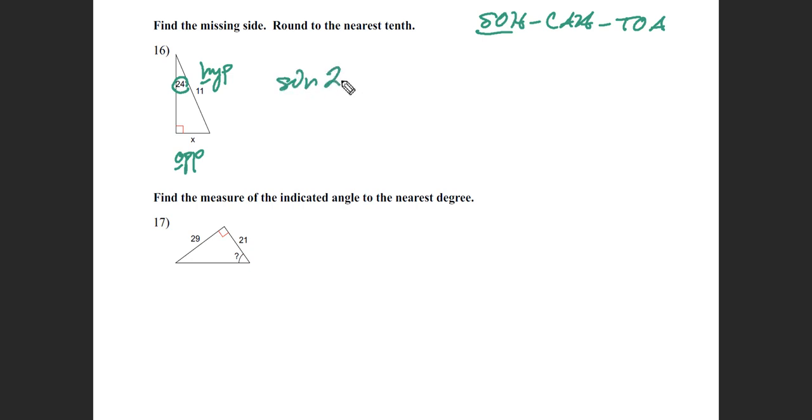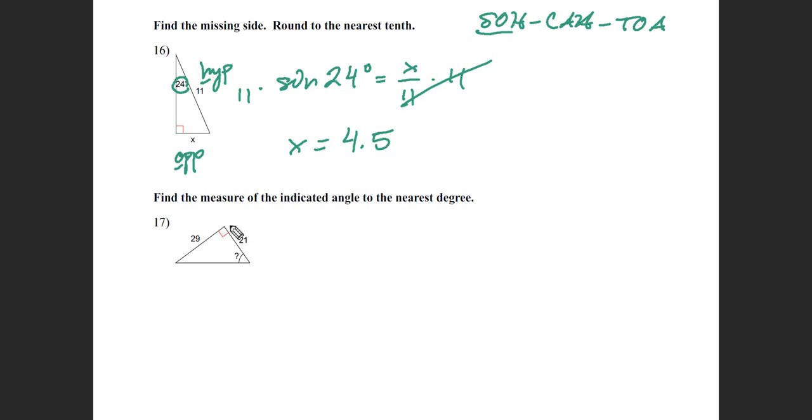Sine of 24 degrees is x over 11. And then we just have to solve for x. To solve for x, we'd multiply by 11 on both sides. So 11 times the sine of 24 degrees is going to be 4.5 if we round that to the nearest tenth.